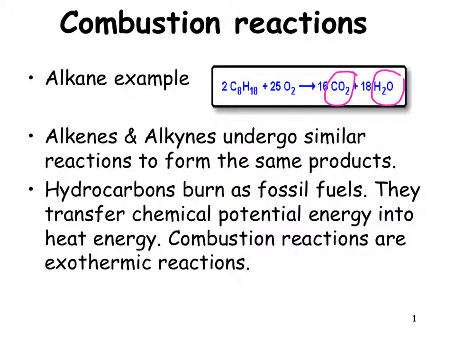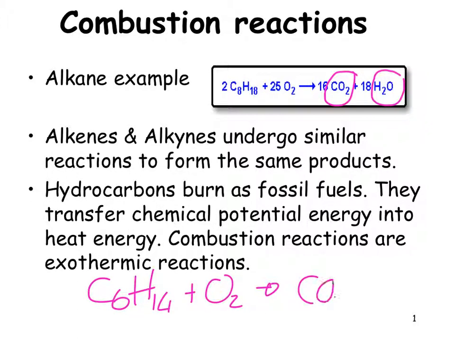Let's take a different alkane. C6H14 plus oxygen is going to give me, again, carbon dioxide plus water. I've got 2 out of my 3 marks. The rest is fairly easy, though. I'm going to put a 6 there because I've got 6 carbons over there. Then I know I've got 14 hydrogens, so I'm going to put a 7 in front over there. 2 times 7 equals 14.